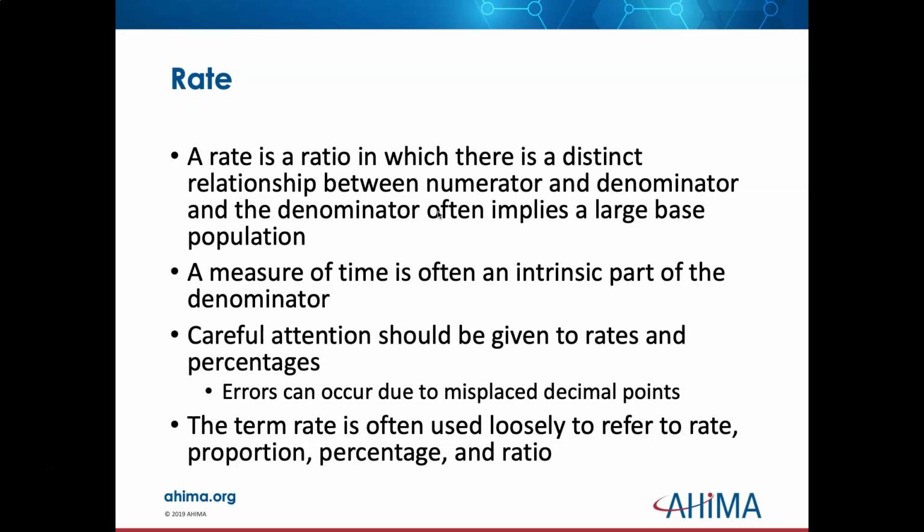Rate. A rate is a ratio in which there's a distinct relationship between the numerator and denominator, and the denominator often implies a large base population. Measure of time can be an intrinsic part of the denominator, and you need to make sure you pay attention with rates and percentages, because it's very easy to misplace decimal points. Very, very easy. So make sure you're being really careful when you're moving decimals.